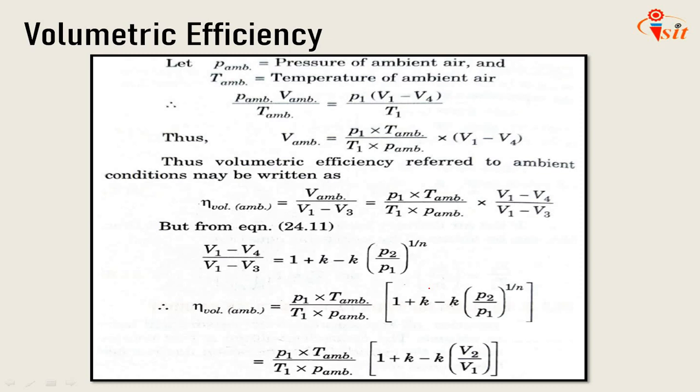In practice, the air that is sucked in during the suction stroke gets heated up while passing through the hot walls and coming in contact with hot cylinder walls. There is a wire drawing effect through the walls, resulting in a drop in pressure. Thus, the ambient conditions are different from conditions obtained at point 1.